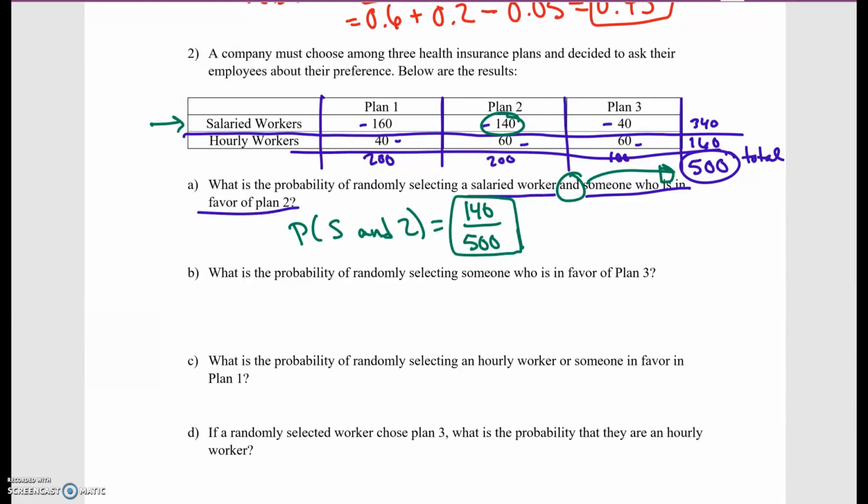What is the probability of randomly selecting someone who is in favor of plan 3? We're just looking for people who are in favor of plan 3. We don't care if they're salaried or hourly. In this case, people who are in favor of plan 3 is just going to be this 100, because all of these 100 people are in favor of plan 3. So this will be 100 out of 500. This is the probability of those in favor of plan 3. You can reduce if you want to, or you can just leave it like this.